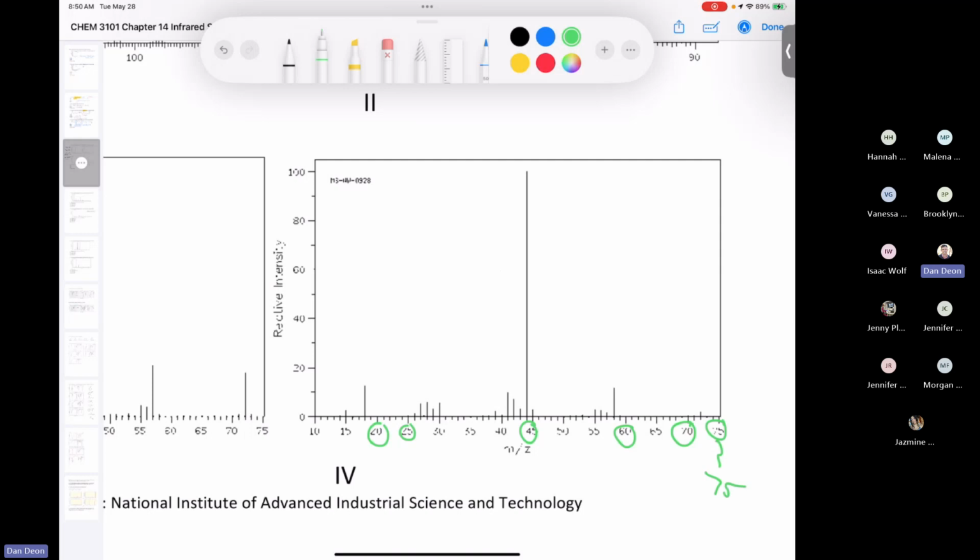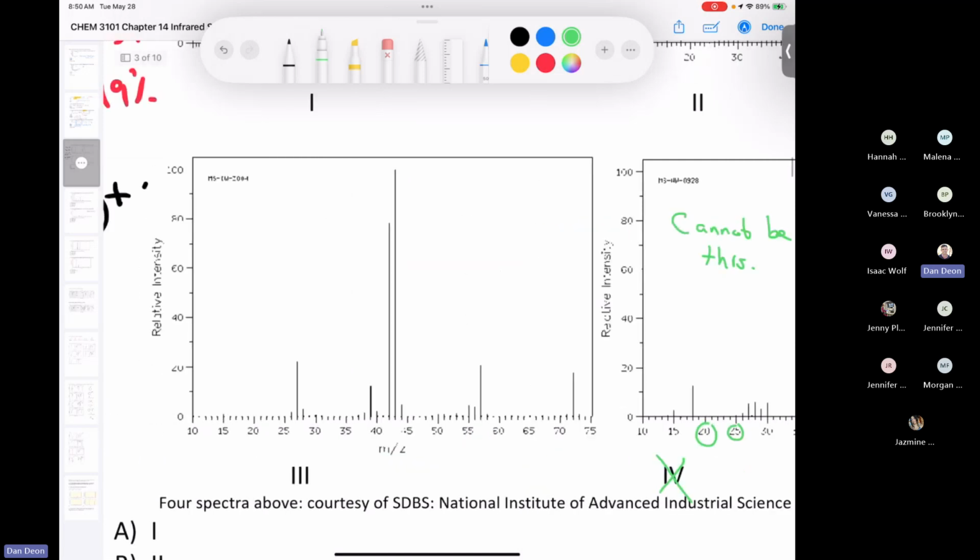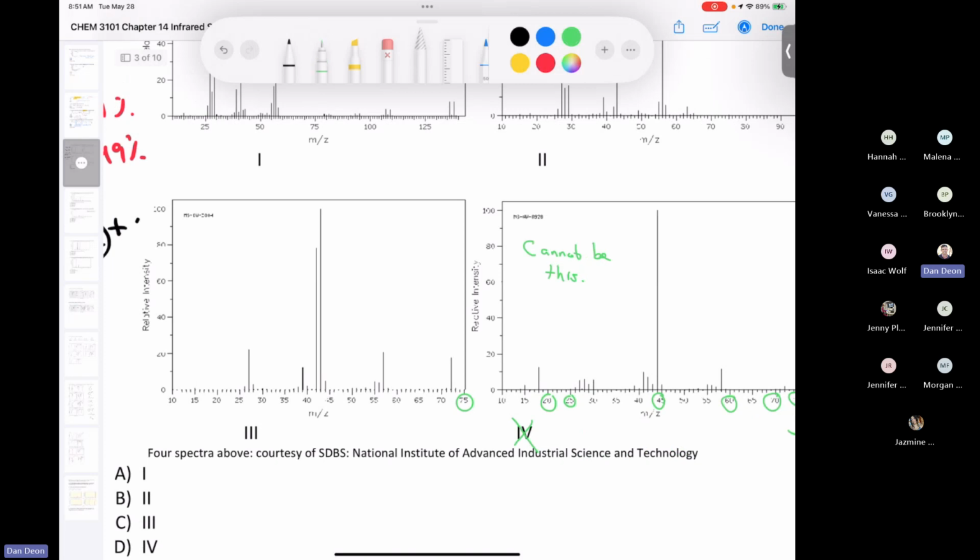So what's the problem with this one? It cannot be this one. Why? Because bromine has a mass of 79, and this only goes up to 75, so it cannot be number 4. So we can scratch that one off, and we can scratch 3 off for the exact same reason. It only goes up to 75, so it cannot be this one. So I'll just copy and paste this over here and say it cannot be this one either. Okay, so cannot be this one as well.